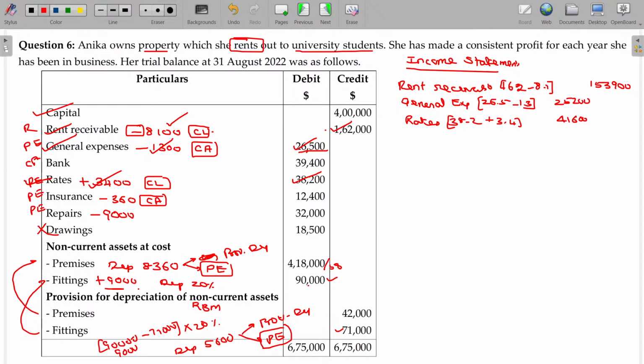Okay, then insurance, 12,400. You have to subtract 360, then the value being 12,040. While calculating the subtractions and additions in the inner column, you know, we use values in thousands, with 3 zeros cut. And in case of repairs, 32, but I have to subtract 9,000 from here. Then the ultimate value being 23,000.